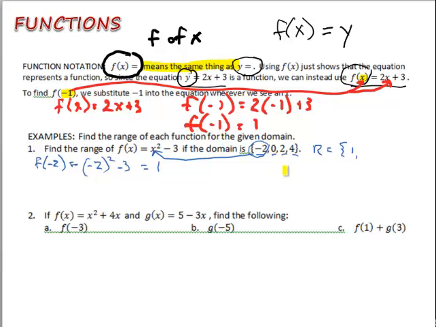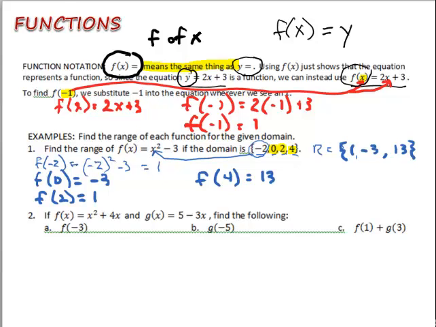Similarly, I'm going to do the same thing for 0, 2, and 4. Okay, so what I would like for you to do is take a moment and go ahead and substitute those 0, 2, and 4 and see what you get. Okay, so hopefully you got that f of 0 gives you negative 3, f of 2 gives you 1, and f of 4 gives you 13.